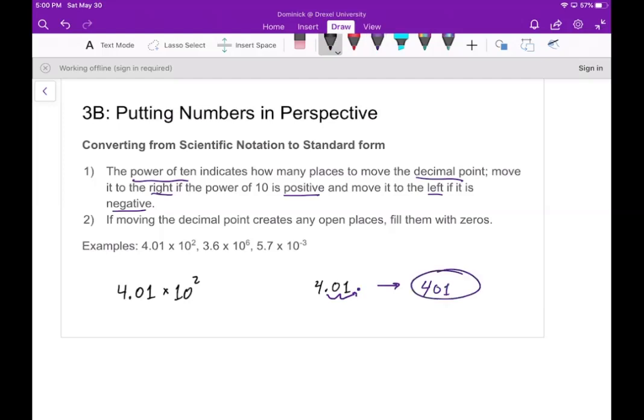In the next one, I have a 3.6 times 10 to the 6. So I need to take 3.6 and move it to the right by 1, 2, 3, 4, 5, 6 spots, and all of these empty spaces I'll fill in with zeros. So it looks like I'm going to have 3,600,000.